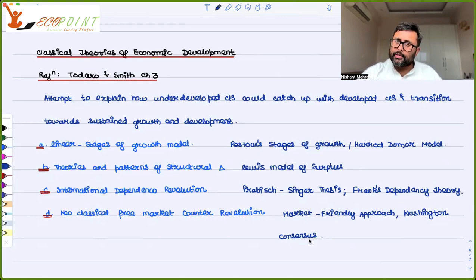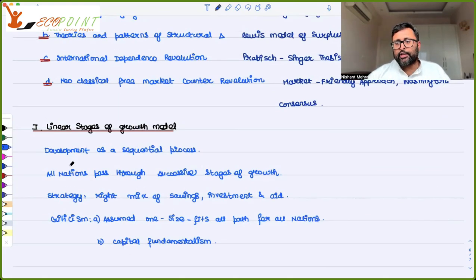Now, let's look briefly at each of these models. In the linear stages of growth model, the main idea is that every country will be passing through the successive stages of development. There are different stages of development, and all nations should pass through them. Every nation was agricultural initially, then industry will come, then services will come. This is what they have assumed, that every nation is going to pass through the successive stages of development.